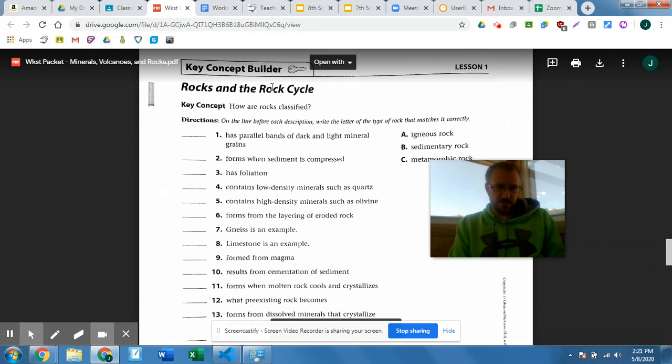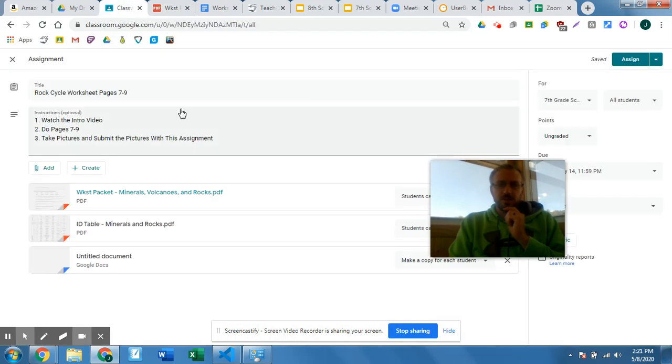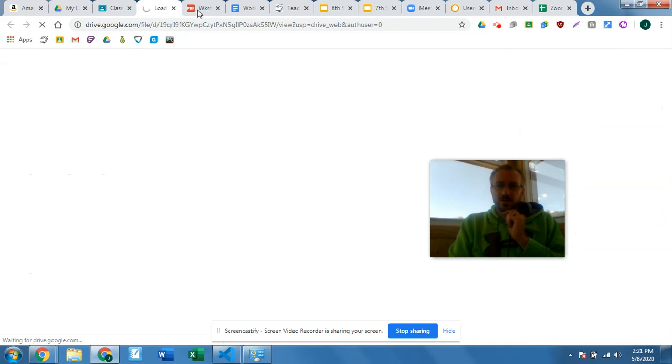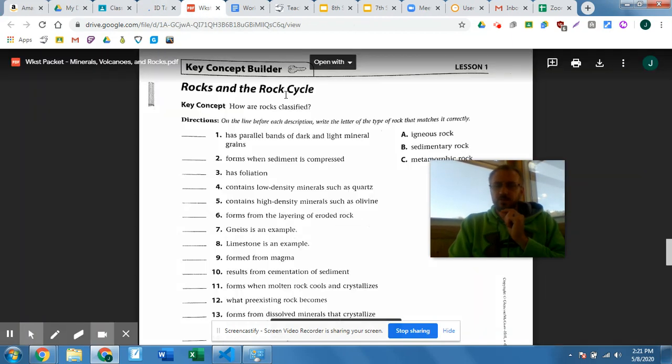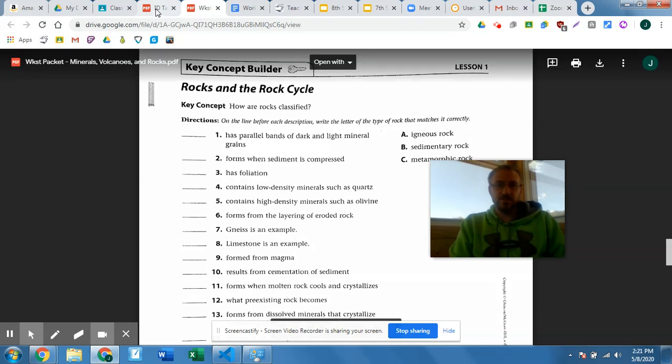It's on the rock cycle as well. This is the only one that you might have to go back to Classroom and pull up the ID table for. Some of them you can get from your notes. Some of them weren't specifically in our notes. They're in the ID table, which has a bunch of different types of rocks in it. So the key ones for a lot of this information here.